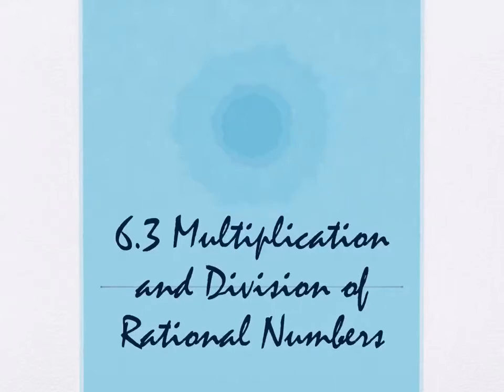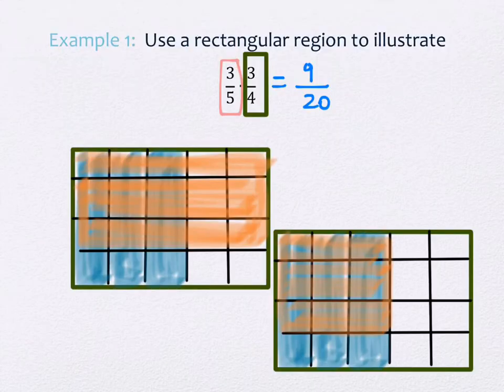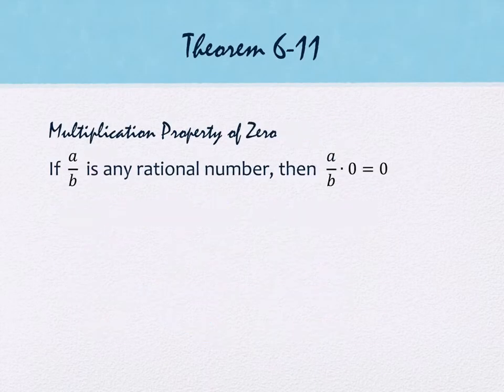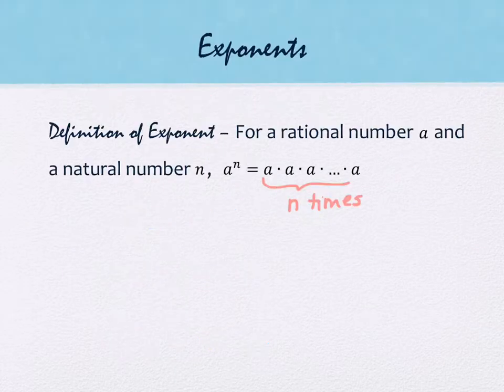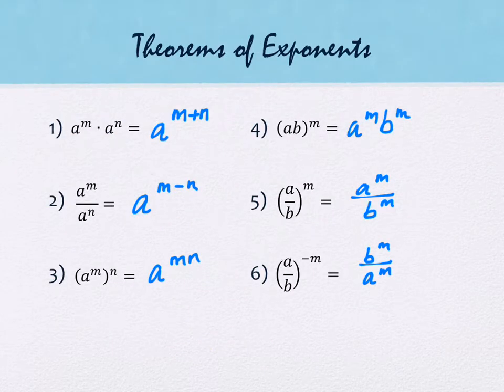We're going to pick up where we left off last time in 6.3, multiplication and division of rational numbers. What we were working on when we stopped is properties of exponents. Just to remind you of them, we'll go through them really fast. These are the first 6.